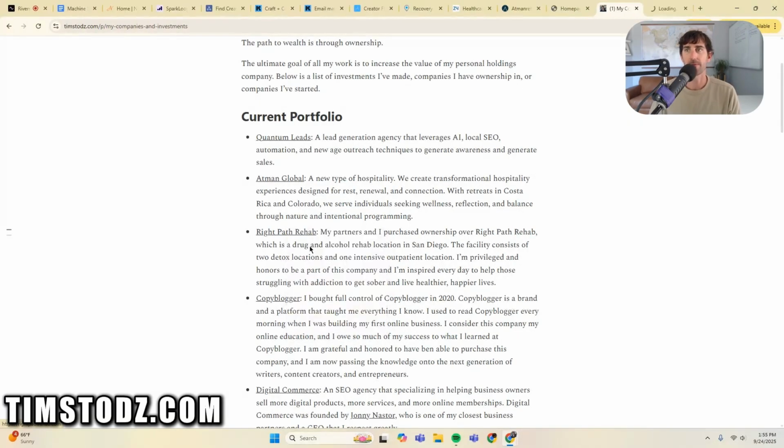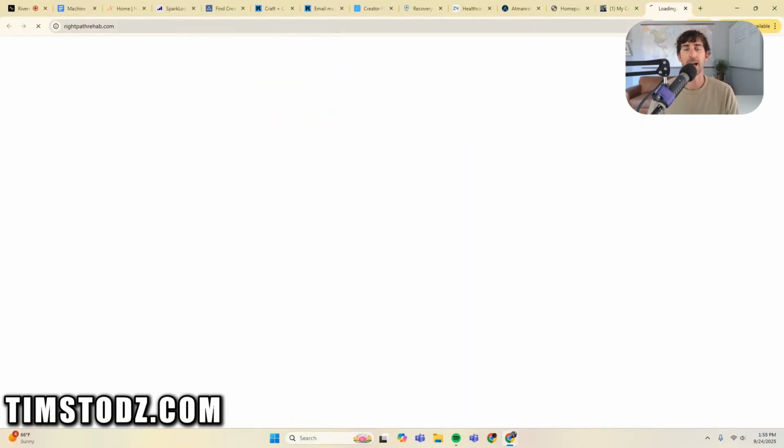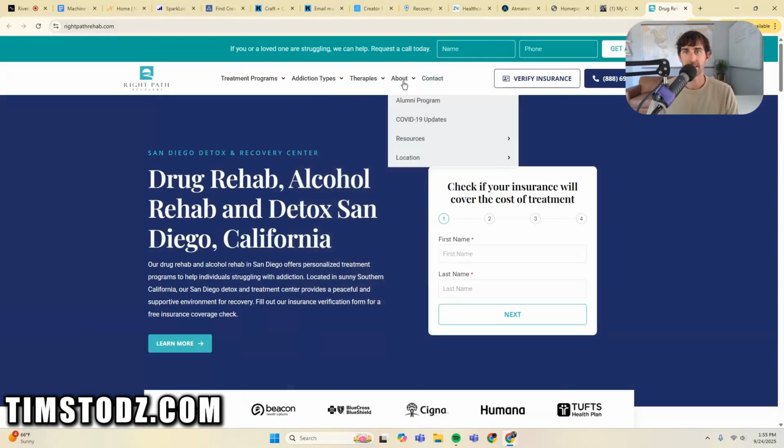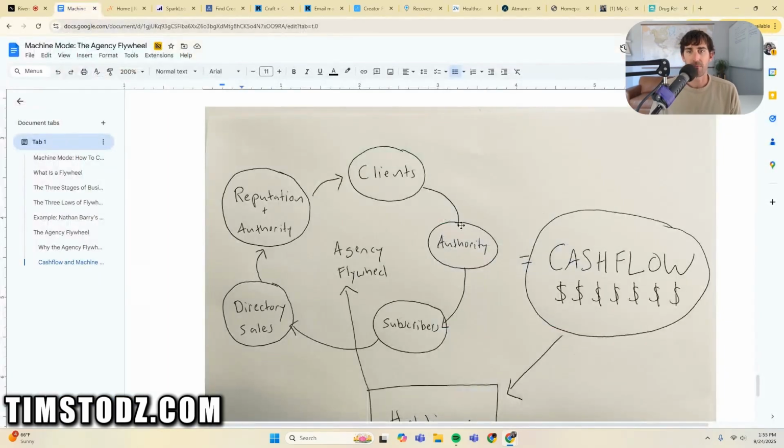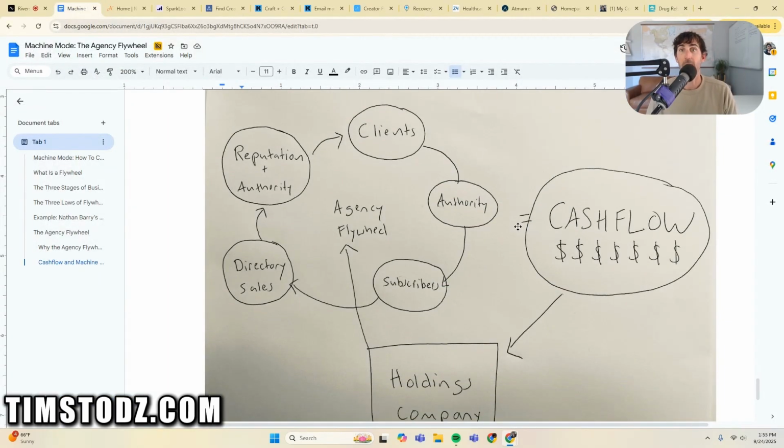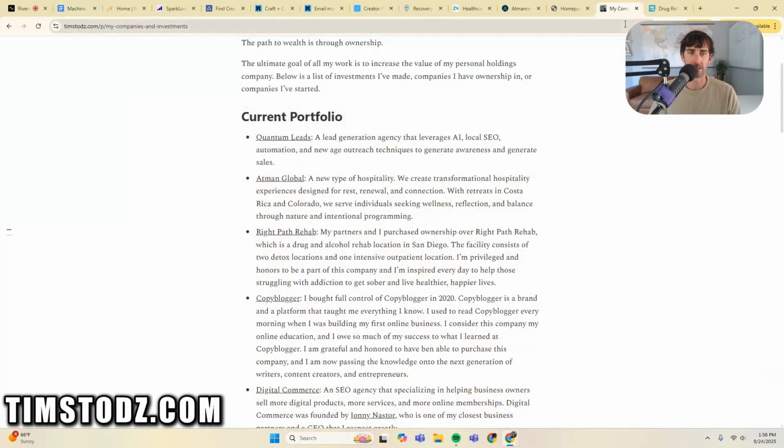So this is a treatment facility that my team and I have purchased in San Diego. And once again, you can see that these are all kind of part of the same vertical. I'm into healthcare, I'm into holistics, I'm into behavioral healthcare treatment. And this whole entire machine mode flywheel spins around and around and around. You can see some more examples.